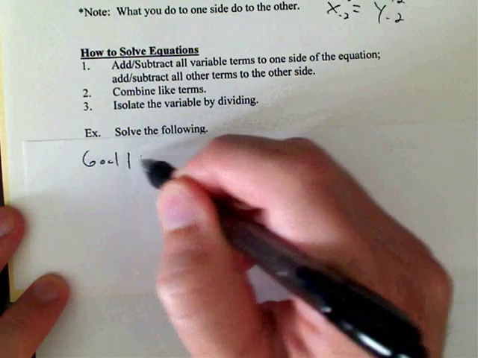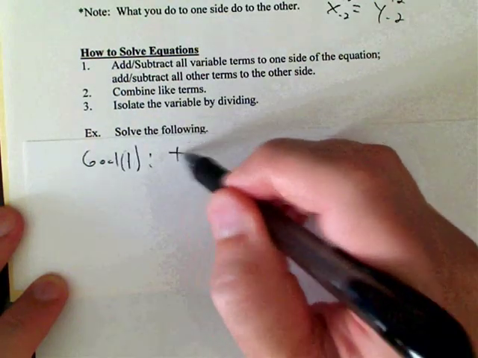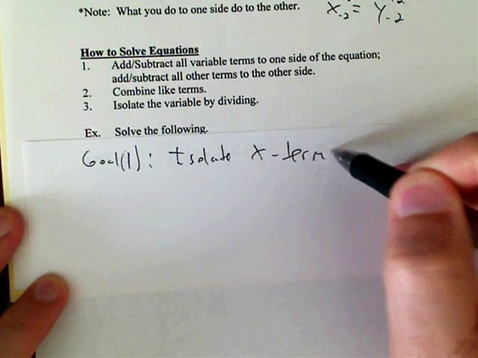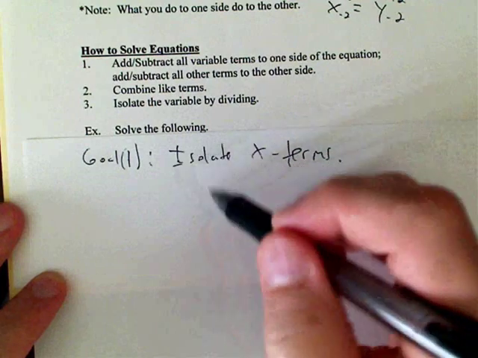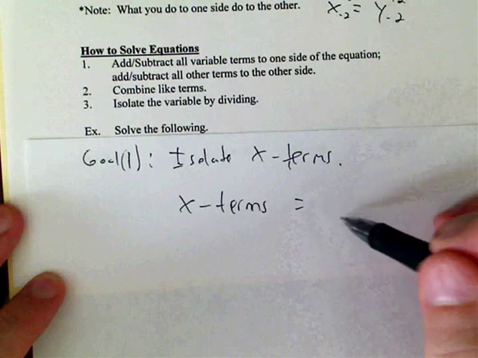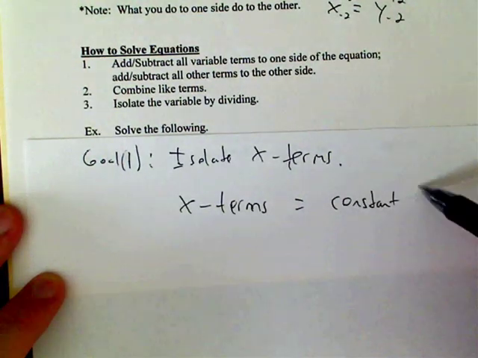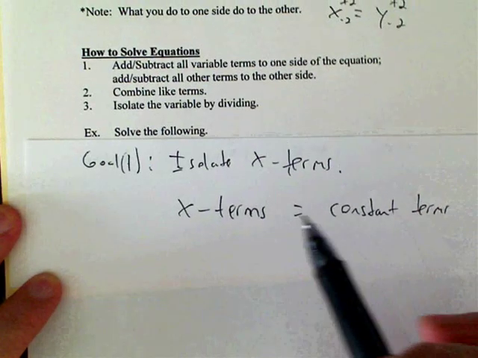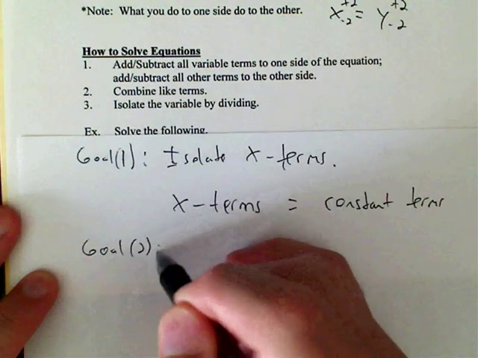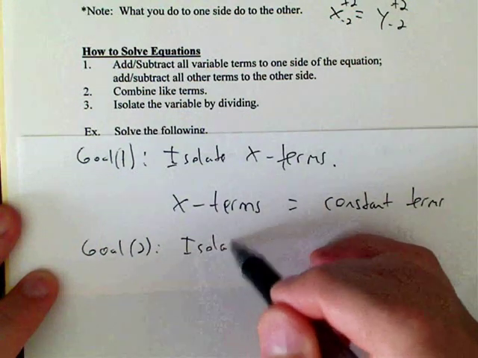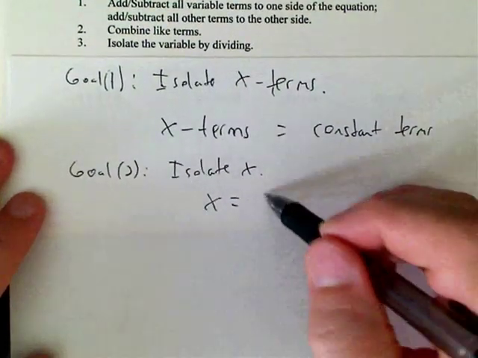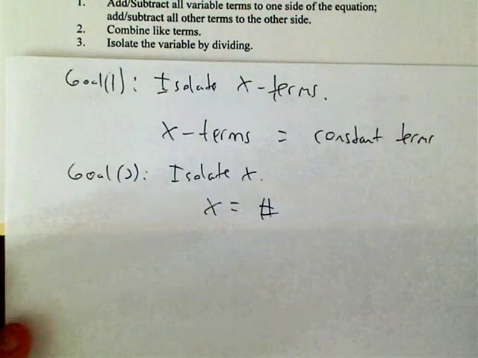Goal number 1, we want to isolate x terms. I'm going to use x to represent variables. What that means is you want all your x terms on one side of an equation, and all the constant terms on the other side. That's basically variables on one side, numbers on the other. Goal number 2 is to actually isolate x. What that means is you want to end up with a plain old x equals a plain old number. We need this x to be positive.